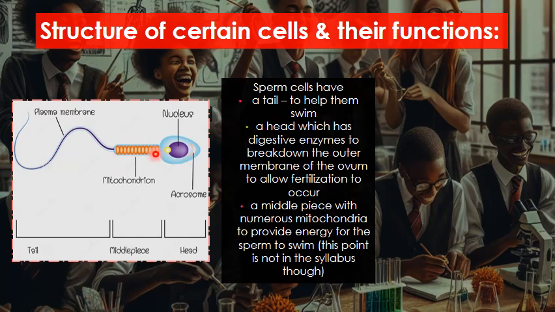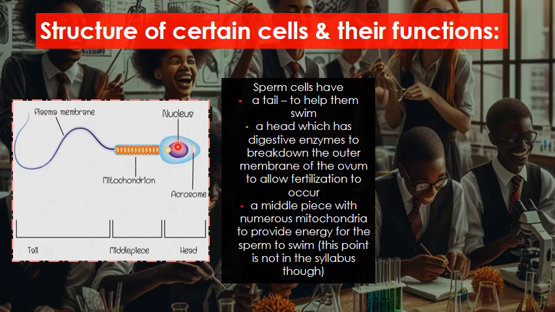Then this middle part has a lot of mitochondria, the ones we talked about back then when we talked about the root cell, right? This is where respiration is taking place, and we need a lot of mitochondria because respiration releases energy. So this sperm cell needs a lot of energy to swim so that it can fertilize the egg.